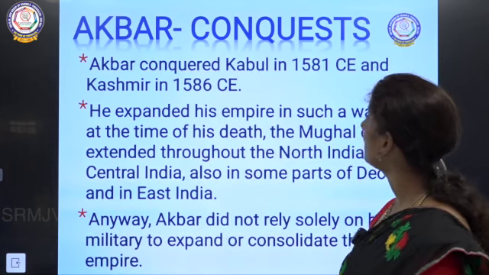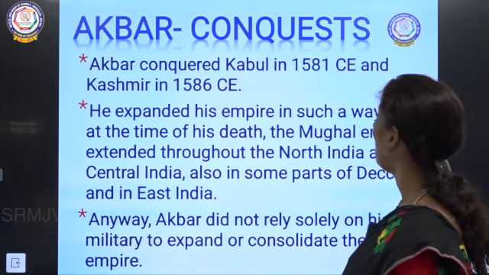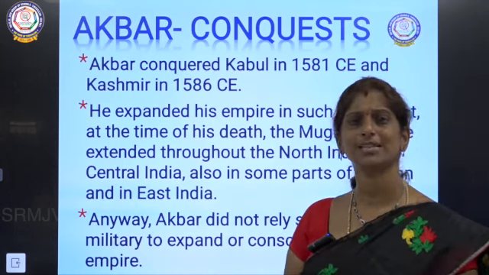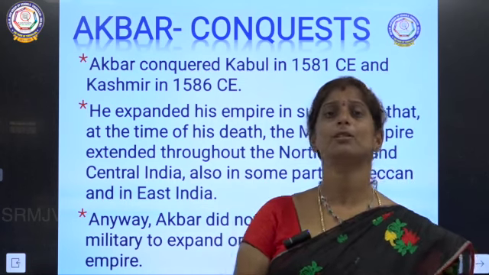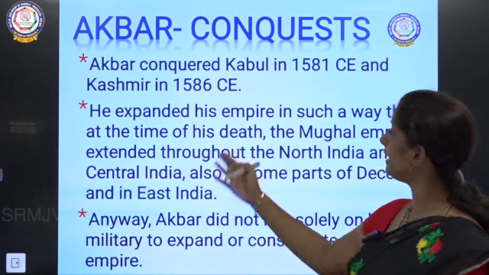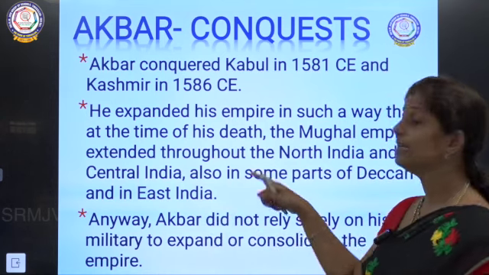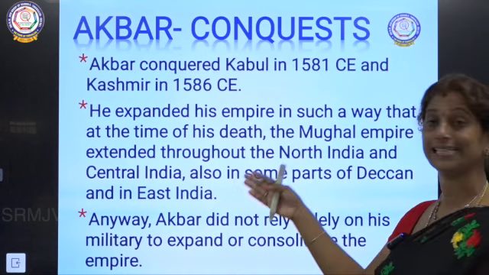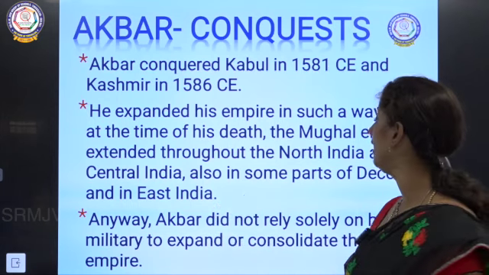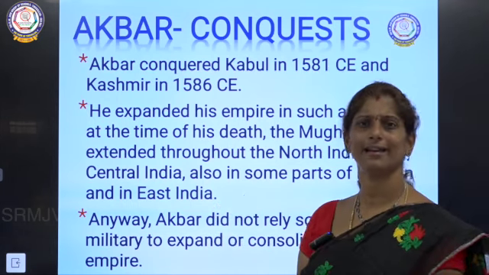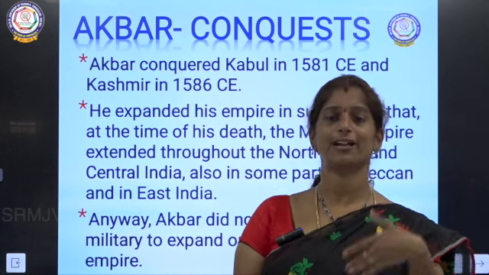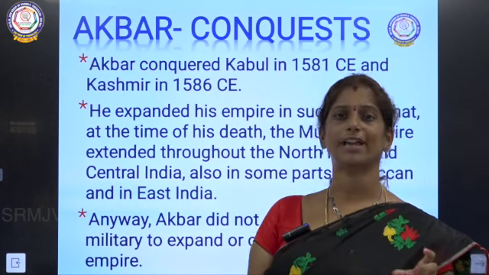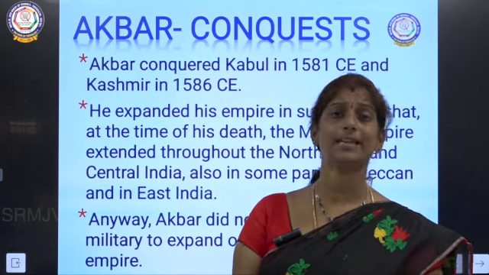Then what happened? Akbar conquered Kabul in 1581 and Kashmir in 1586. So, in an order, he was conquering all the places which were very near to him, which he was able to easily conquer. And then what happened? He expanded his empire in such a way that at the time of his death, the Mughal empire extended throughout North India and Central India and also some parts of Deccan and also in East India. So, almost the entire India he covered while he was alive, and at the time of his death, the entire North India, the Central India, some places of Deccan, that is in South India, and also in East India, everything were under Akbar's control.